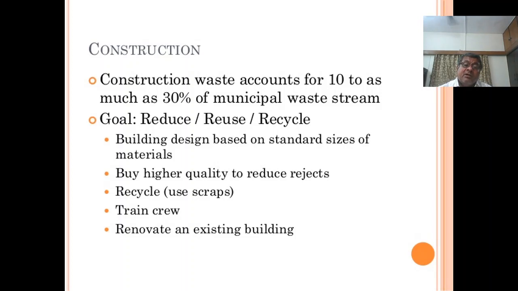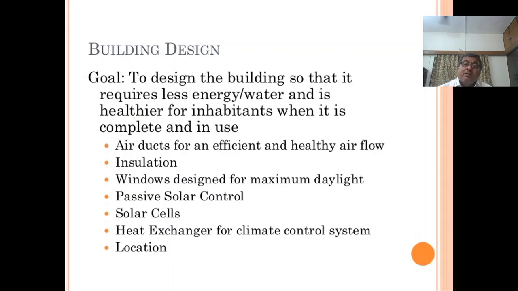Building design based on standard sizes of material. Buy higher quality to reduce rejects. Then recycle, that is use of scraps. Train crew and renovate an existing building. Building design. Goal: design the building so that it requires less energy and water and is healthier for inhabitants when it is complete and in use. Air ducts for an efficient and healthy airflow. Insulation. Windows designed for maximum daylight. Passive solar control, solar cells. Heat exchanger for climate control system. And location.